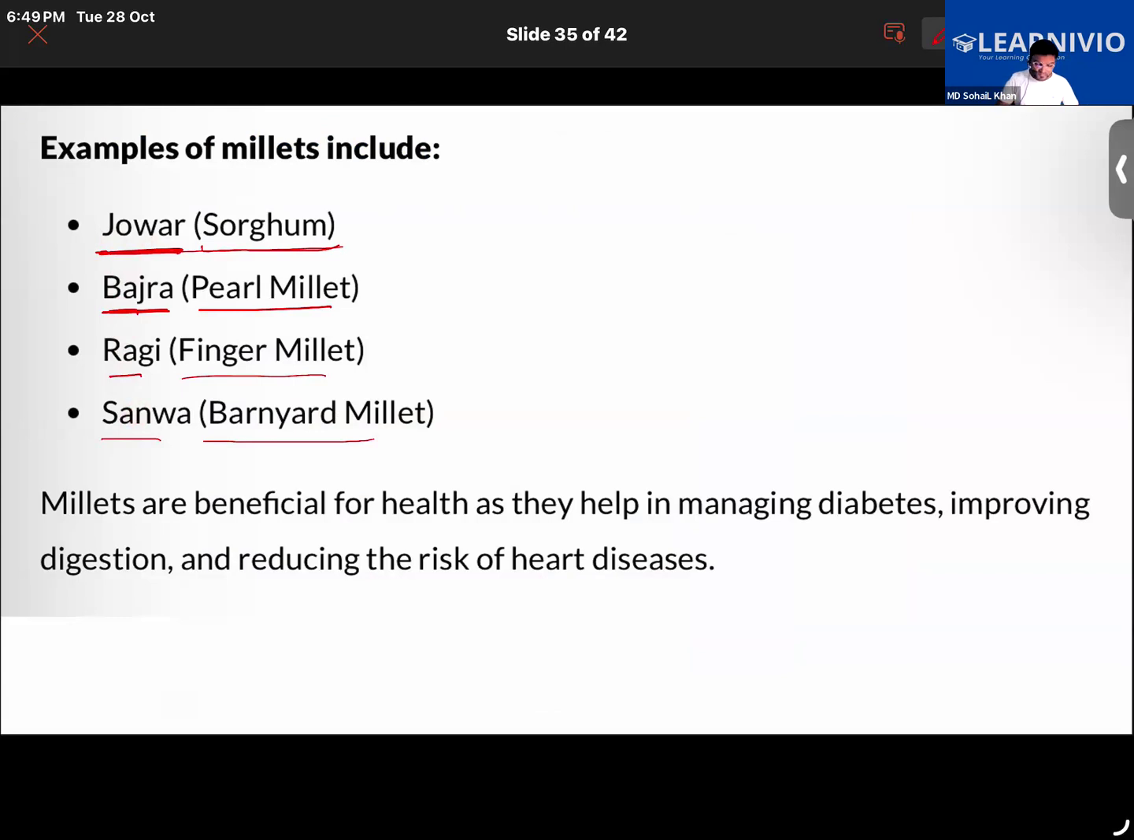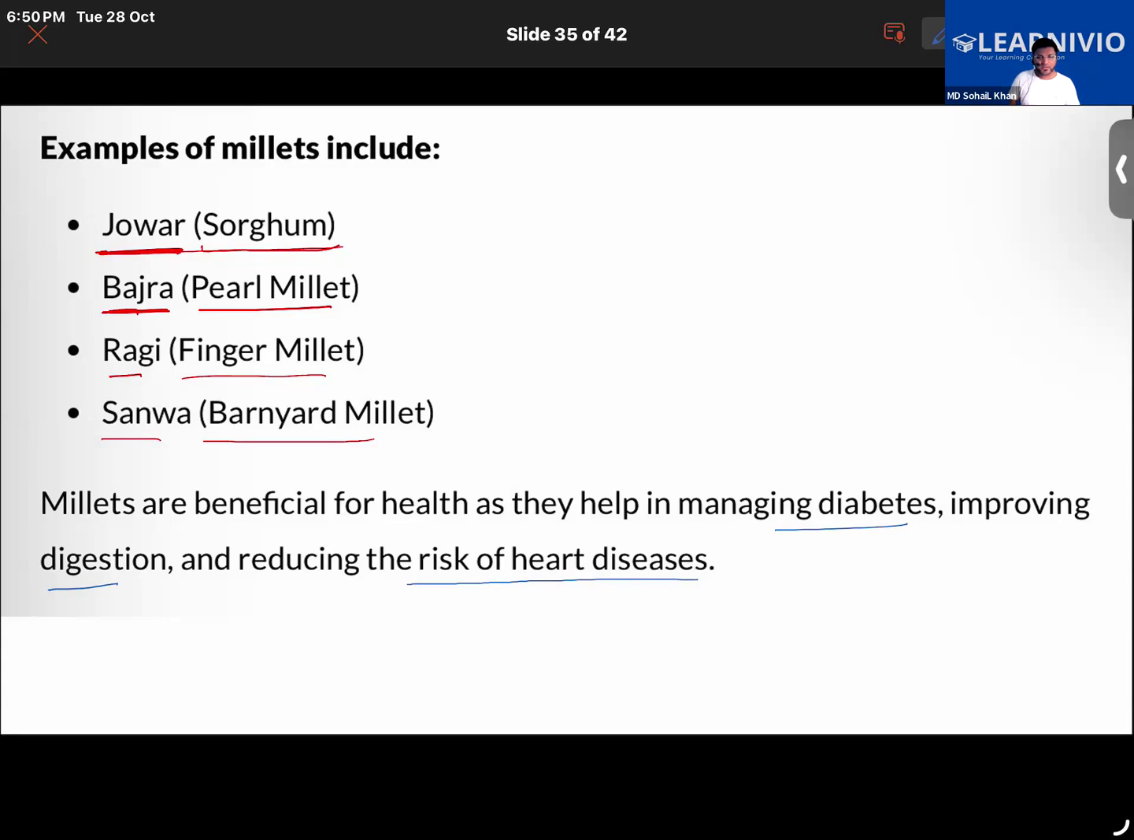Particularly if someone is suffering from diabetes, high blood sugar, doctors would advise them to consume these millets because they help in managing diabetes. They also help in improving digestion and are known to reduce the risk of heart diseases also. So we have just learned that millets are very important for our health. How are they important?